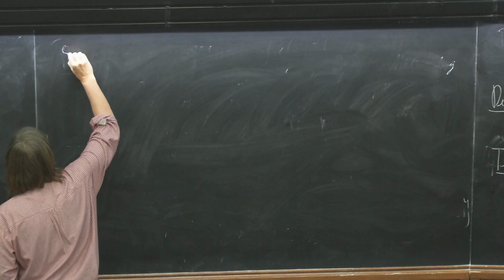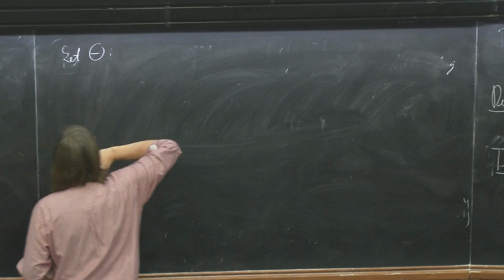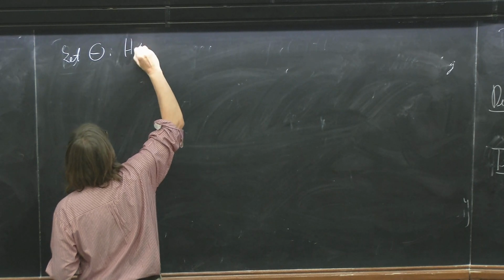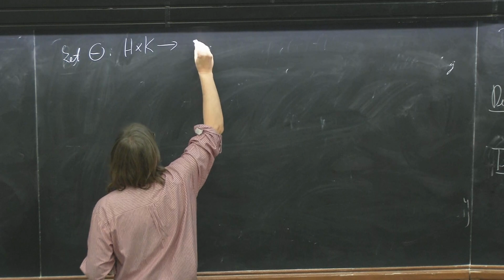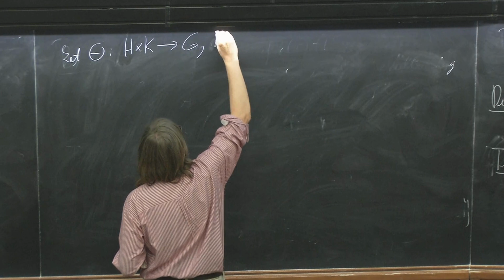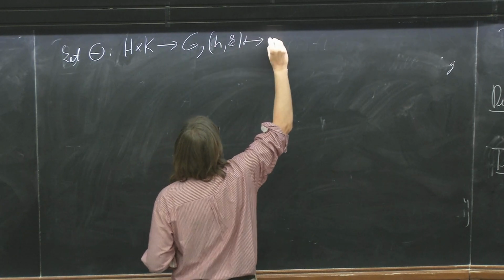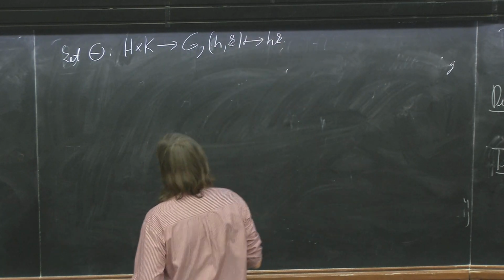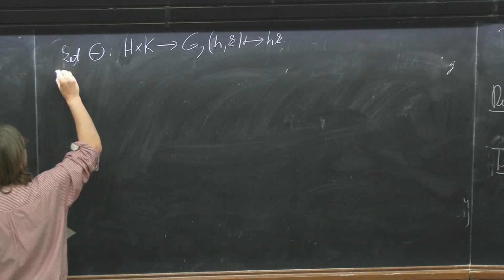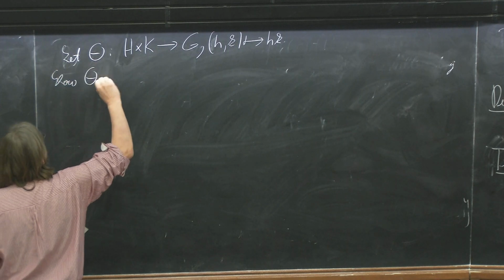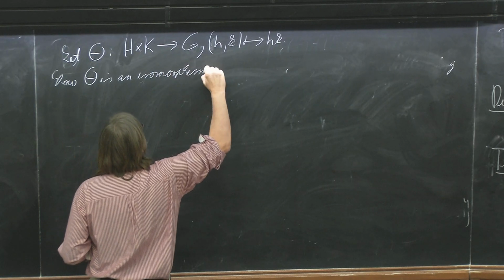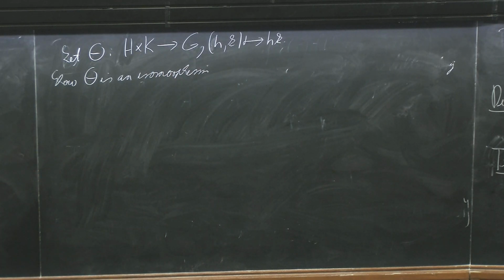So let theta from H times K to G, (h, k) is sent to hk. So we want to claim it's an isomorphism. Let's first show theta is an isomorphism. So first you have to see it's a homomorphism.